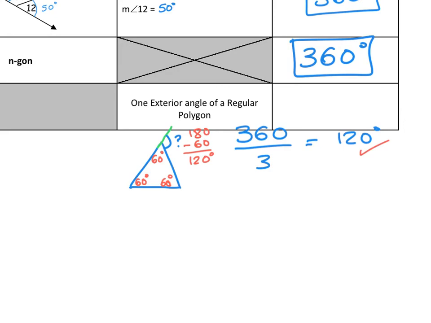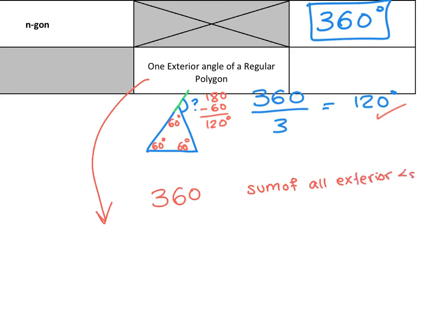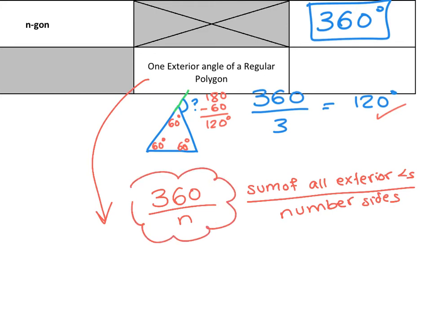So basically, to find the measurement of each exterior angle, but it has to be a regular polygon where all the angles are equal, I simply divide 360, which is the sum of all the exterior angles, by n, which is the number of sides. So that's how I find the measurement of each exterior angle in a regular polygon. Definitely, all the sides must be equal.